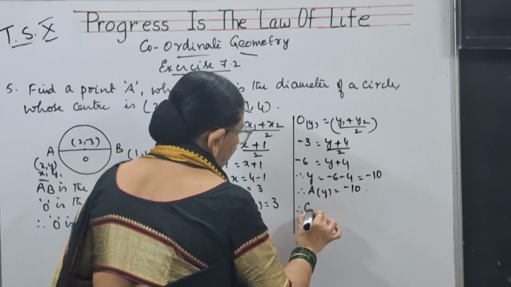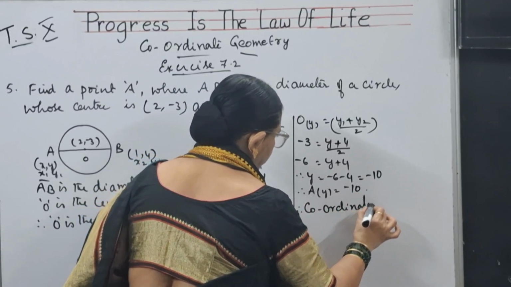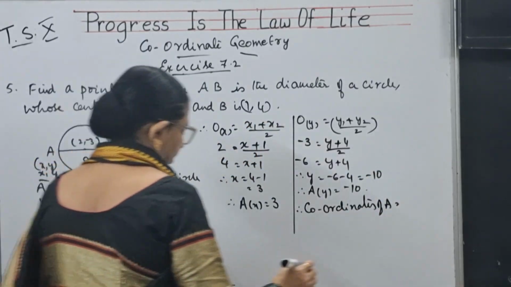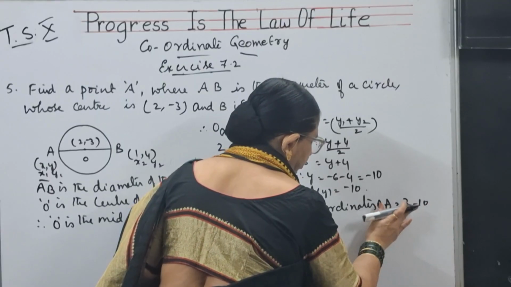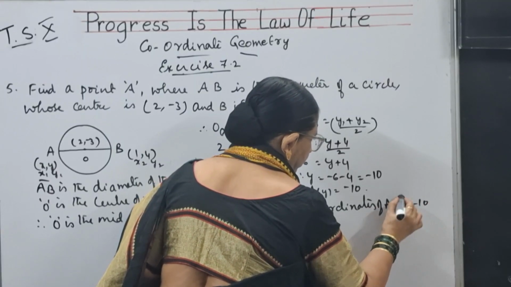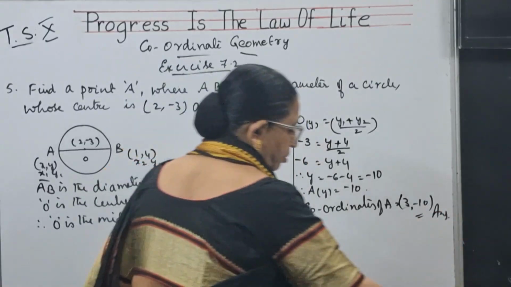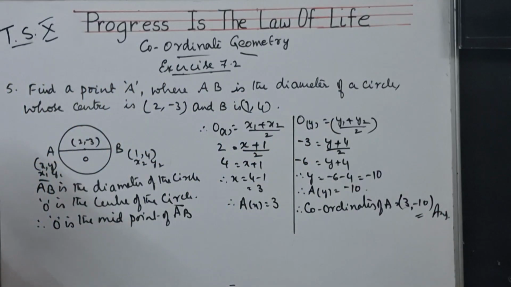So, coordinates of A is equal to how much? 3, minus 10. This is the answer for this problem, children. Please note it down. Fifth one.